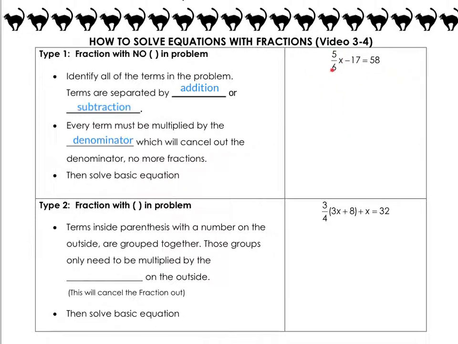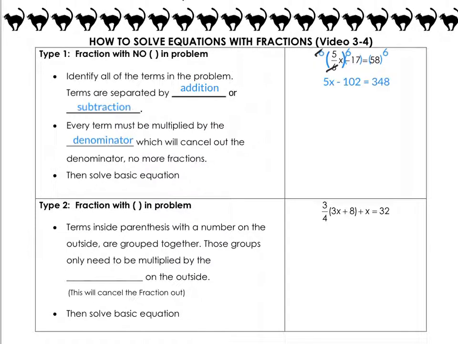So this, we don't have any parentheses, we just have a fraction. So I'm going to multiply everything, all the terms, by 6. I usually put them in parentheses and I multiply by 6 and write it above each one. So 6 over 6 will cancel here, so I'm left with 5x. Then I have this negative 17 times 6. There's nothing to cancel, so I just multiply that to get negative 102. And then on the right side over here, I have 58 times 6, which is 348.